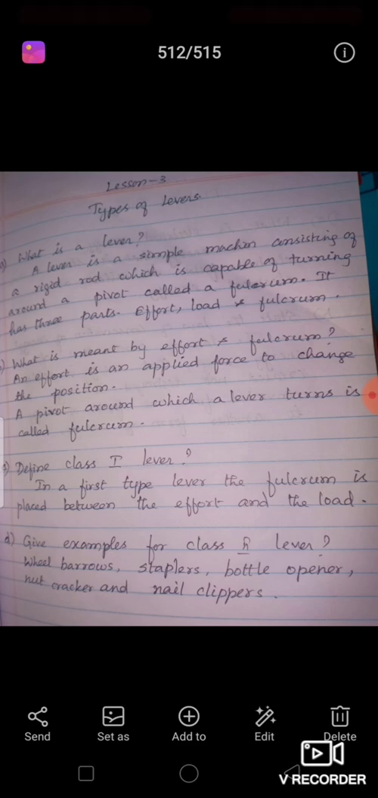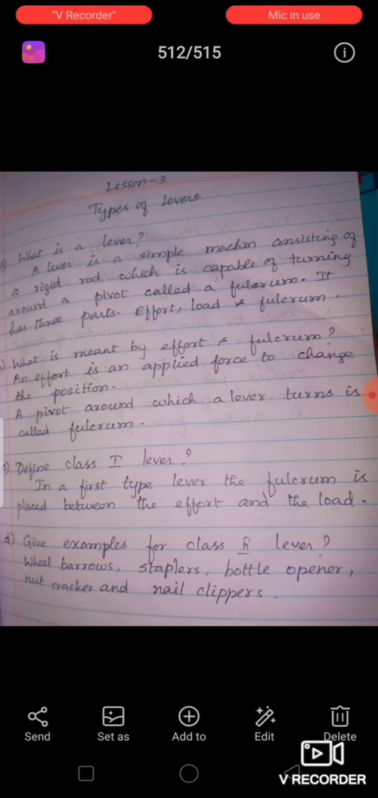The second question is, what is meant by effort and fulcrum? An effort is an applied force to change the position, and a pivot around which a lever turns is called fulcrum. The third question, define class one lever. In a first class lever, the fulcrum is placed between the effort and the load.